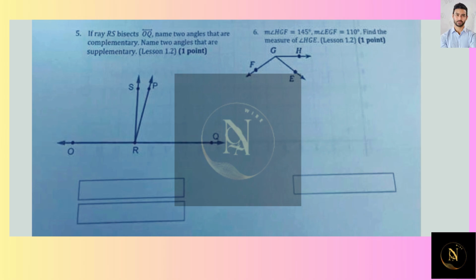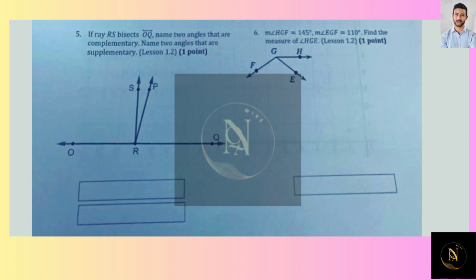Ray RS bisects OQ. So these are congruent. I think it means the angles, really. So we've got two 90-degree angles here.